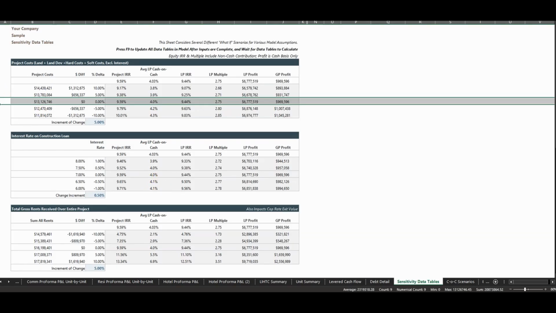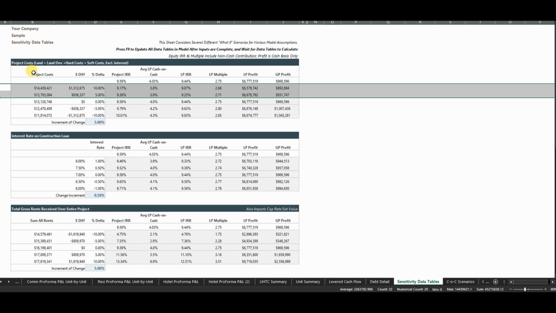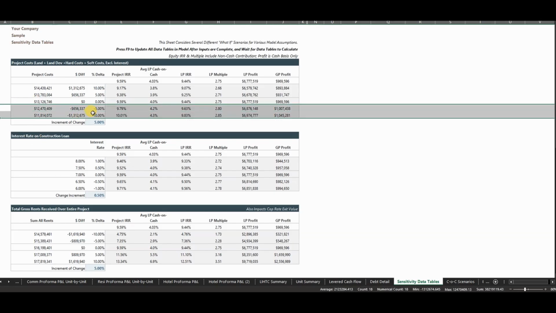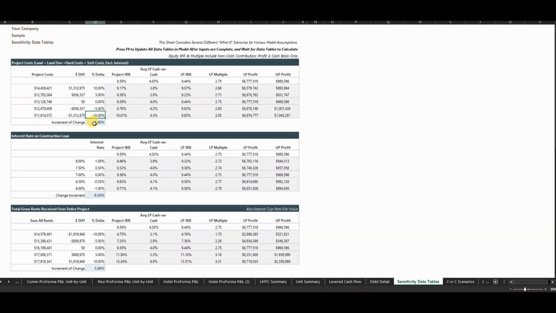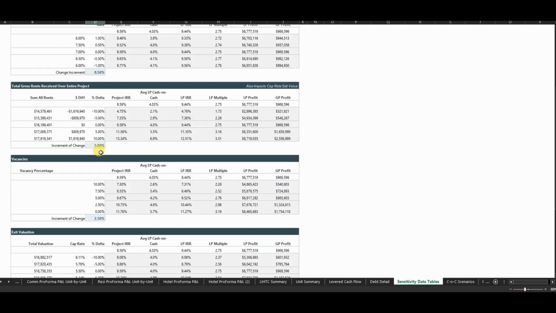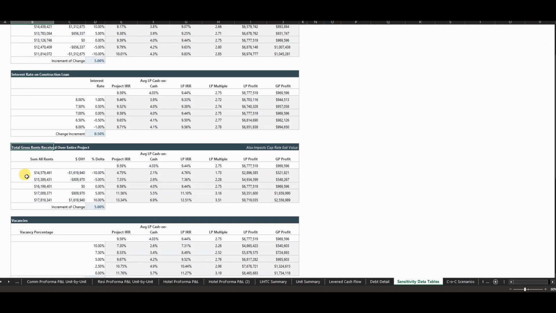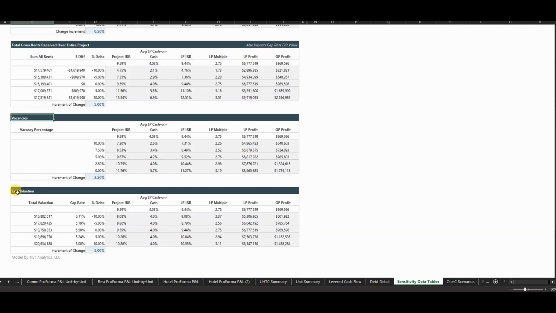The two rows above look at what if, in this case, the project costs are 5% or 10% higher than what you input, and the lower two rows reflect 5% or 10% less than what was input. And you'll see in the blue shaded input cell, I can change the amount of the increment to my liking. Some of the other tables here look at interest rate on the construction loan, rents received, vacancies, and exit valuation.